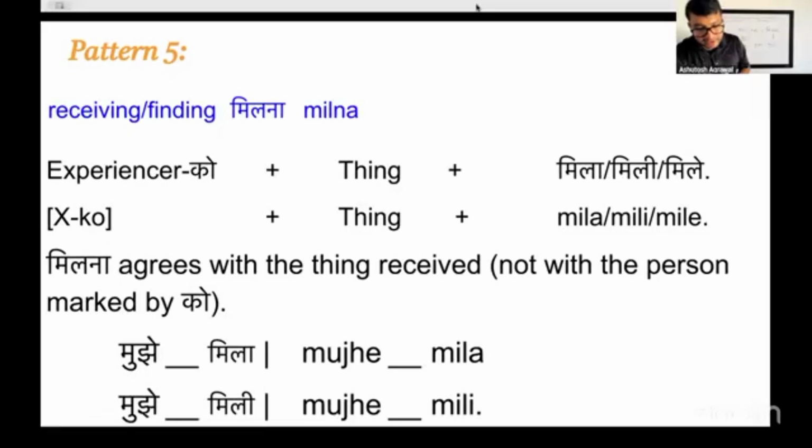So whether it is Sunny who got the award or Jackie who got the award, both times you will say Jackie ko award mila, or Sunny ko award mila, because award is masculine singular.